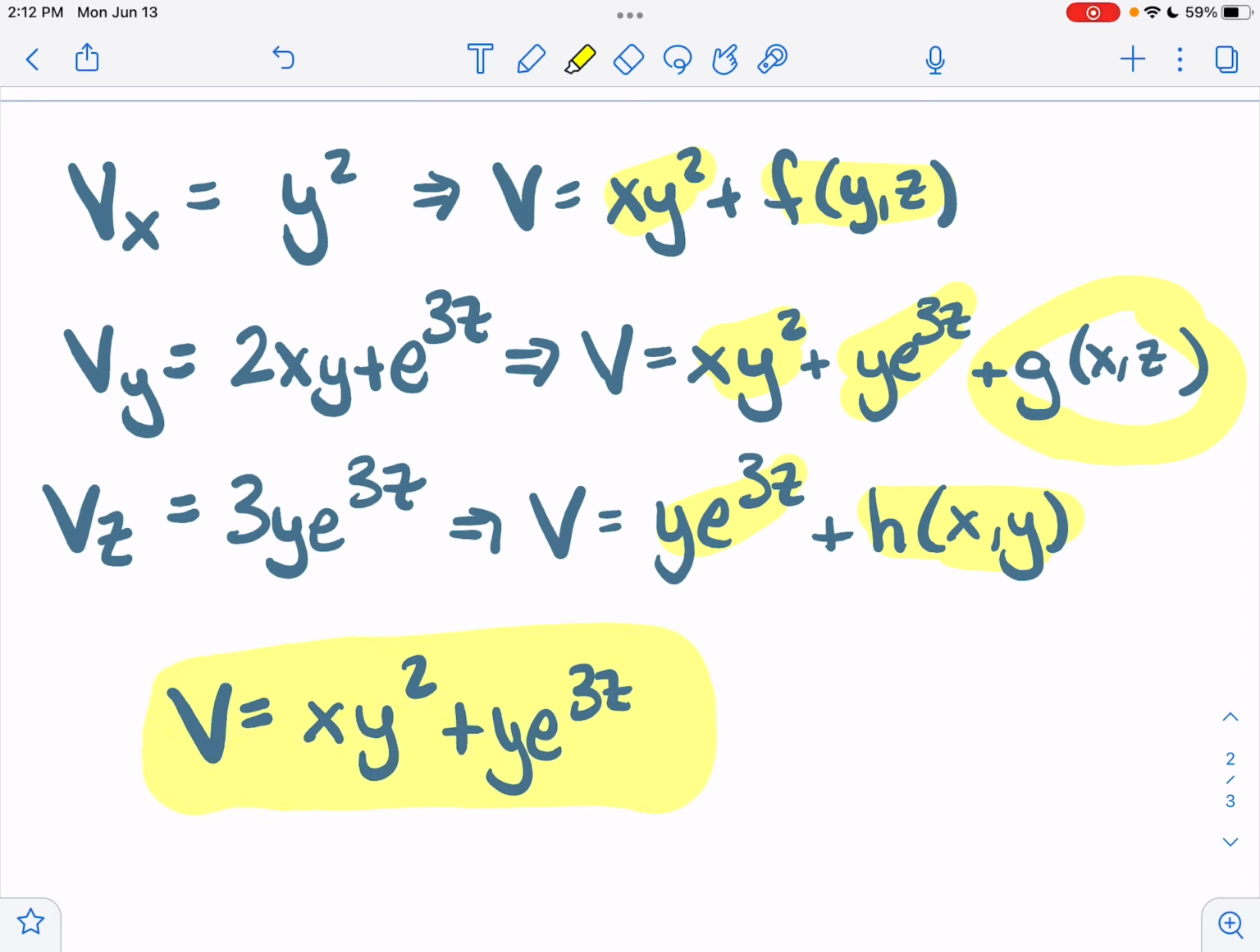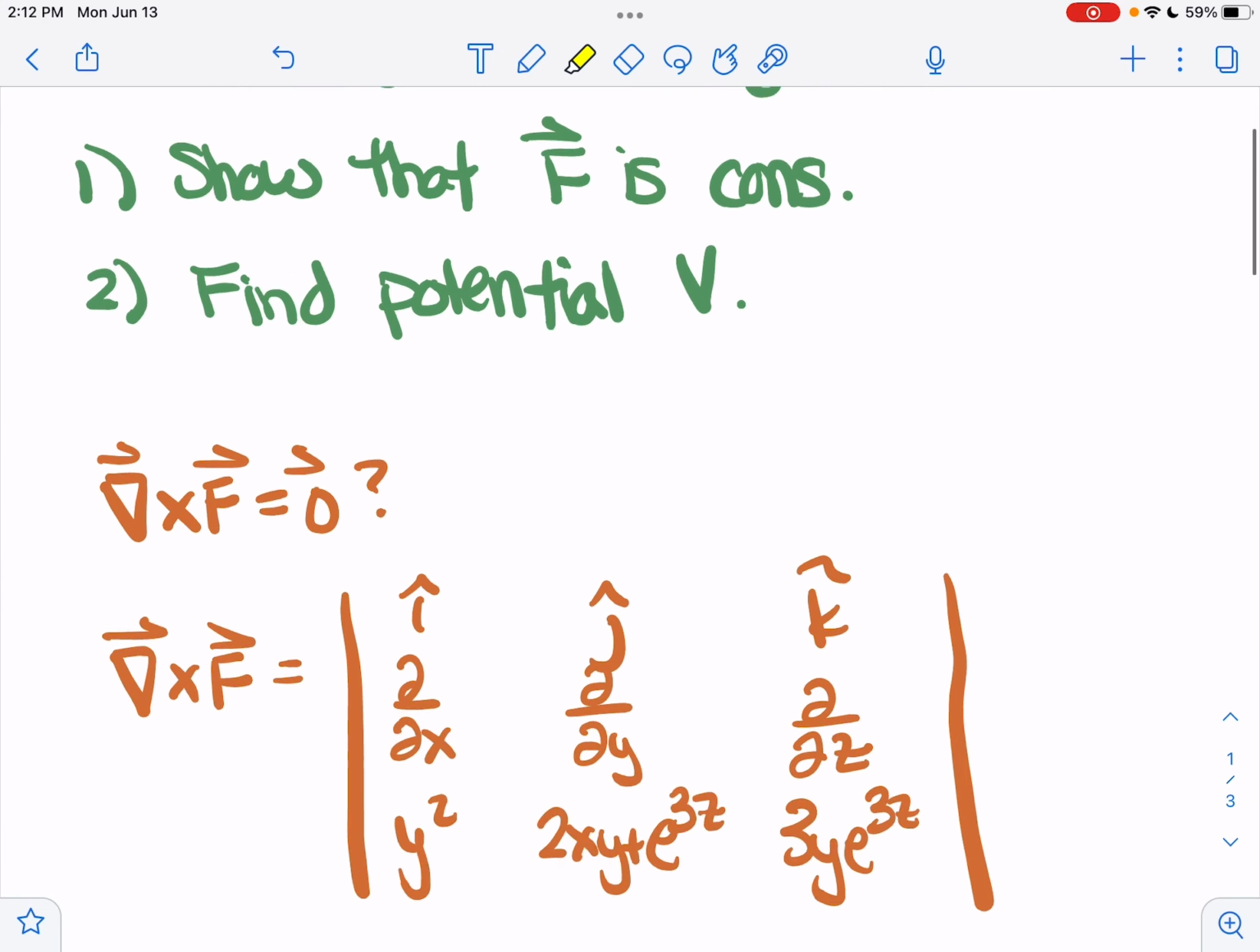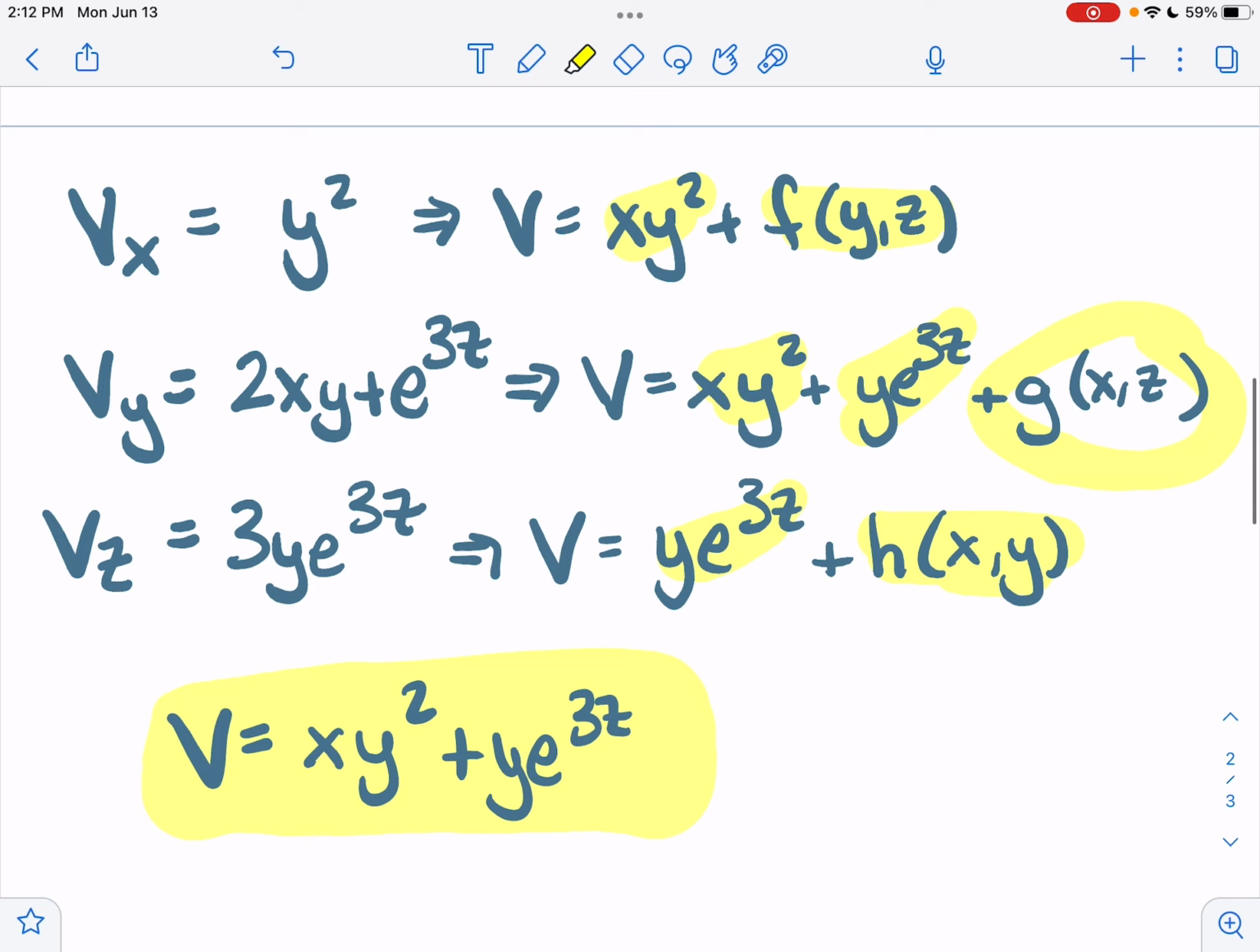So we put everything together. That's our potential function. We can always check by taking the gradient of that and seeing that we get our original vector field, and we will if we check. So that's it. We can do line integrals now with this, knowing the potential function. But that's the process with 3 variables. It's a very similar process, but I wanted to show you an example with 3 variables.